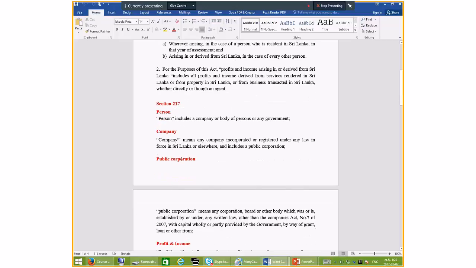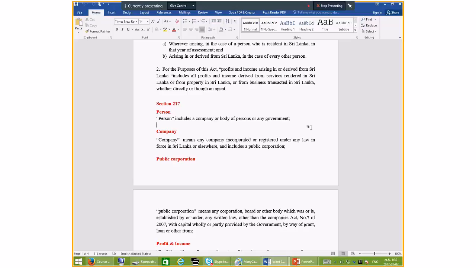Then again, the word company is defined in the same section, section 2. Here the special distinction is that the definition of person starts with the word includes, right? But the definition of the word company starts with means. We must distinguish between the different uses of includes and means. If a definition in the definition section starts with the word include, that means it is not an exhaustive definition. There may be other things that also come under that definition.